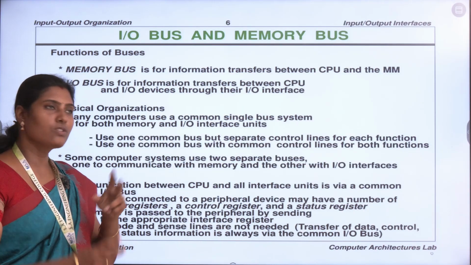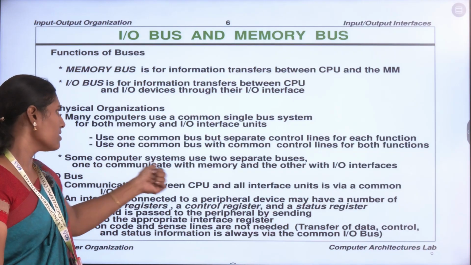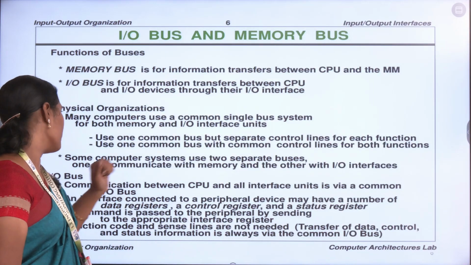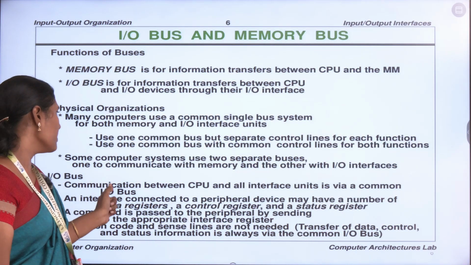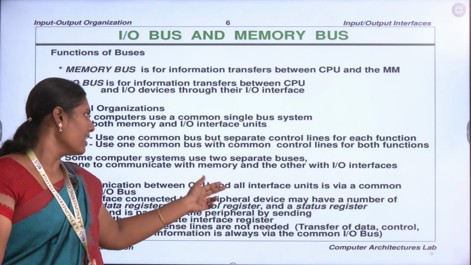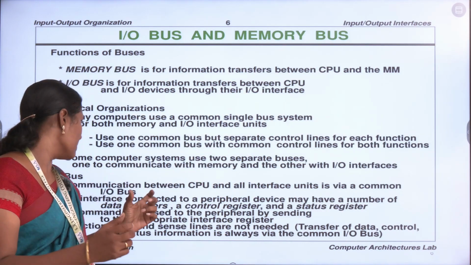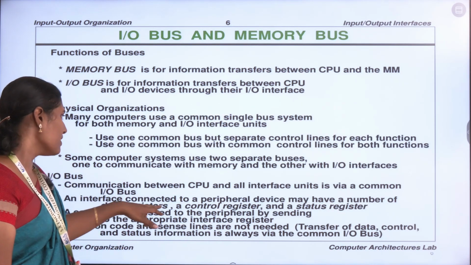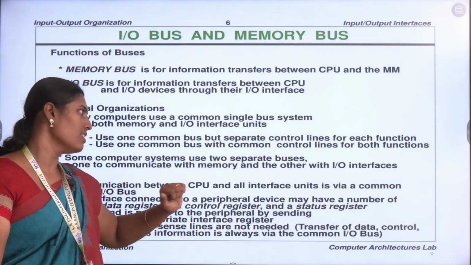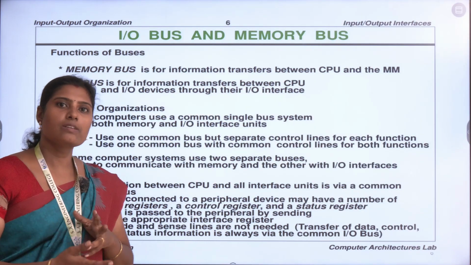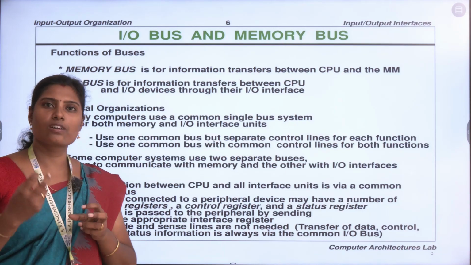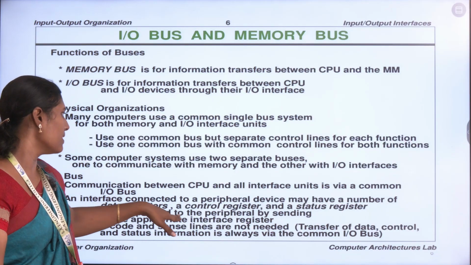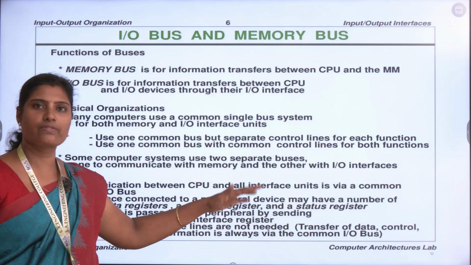So some computer systems use two different system buses, one to communicate with the memory and the other to communicate with the input-output interface devices, that is the peripheral devices. So the input-output bus will be used to communicate between the CPU and all the interface units via a common bus line, where an interface can be connected to a peripheral device by a number of data registers, control registers and status registers. So these registers are involved in CPU communication, where it stores or acknowledges a system link line. So a common bus is passed between a peripheral by sending to the appropriate interface registers.